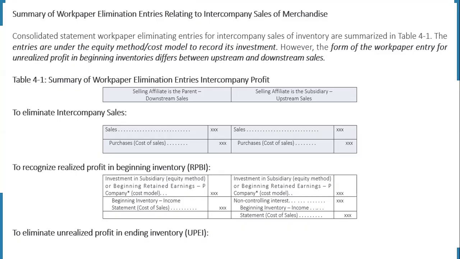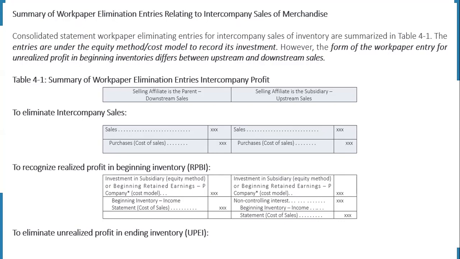Let's take up that portion, to recognize realized profit in beginning inventory. Again, we debit investment in subsidiary under the equity method, or we debit beginning retained earnings under the cost model, then credit beginning inventory in the income statement.